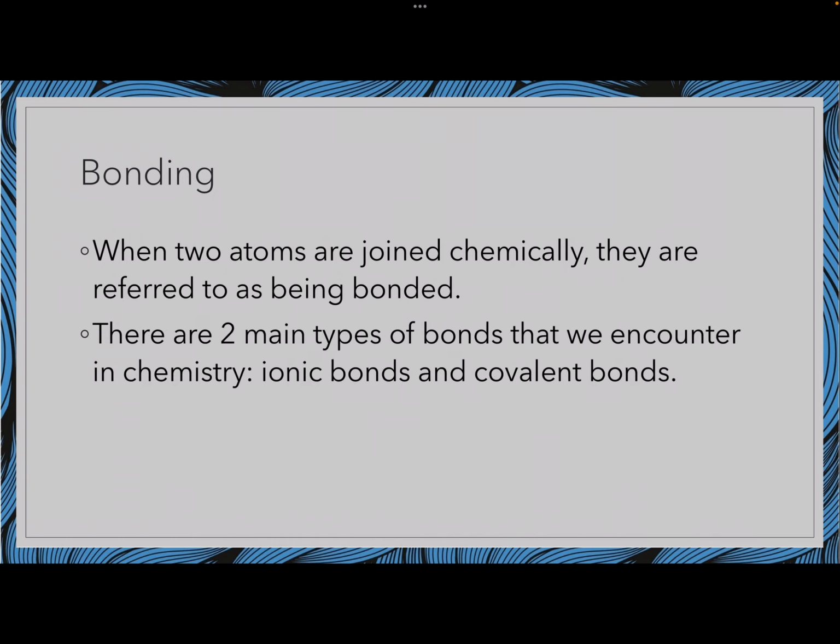And there are two main types of bonds that we encounter in chemistry: ionic bonds and covalent bonds. So these are the main ones. There are other types. The other main big one is coordinate covalent bonds, hybridized bonds. There's all sorts of things. These are the two that we're going to look at today, and the important ones.